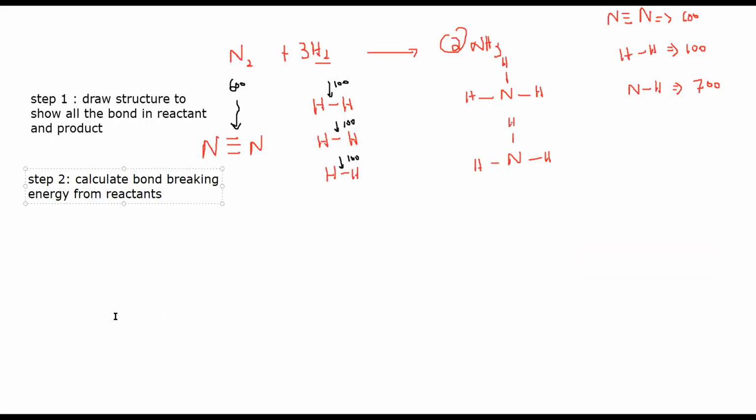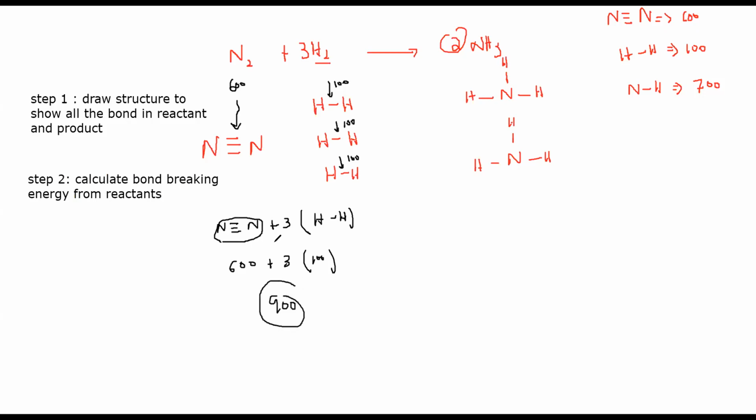How to calculate bond breaking? Because there's a nitrogen triple bonded with nitrogen and hydrogen single bonded with hydrogen. And how many bonds are there? 3. So this is 600 plus 3 multiplied by each bond is 100. So 3 multiply 100, 300 plus 600, that will give us 900.